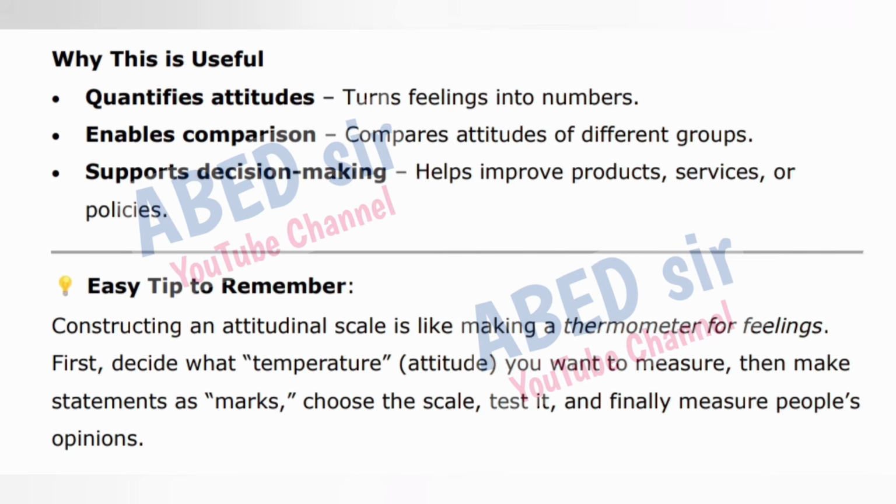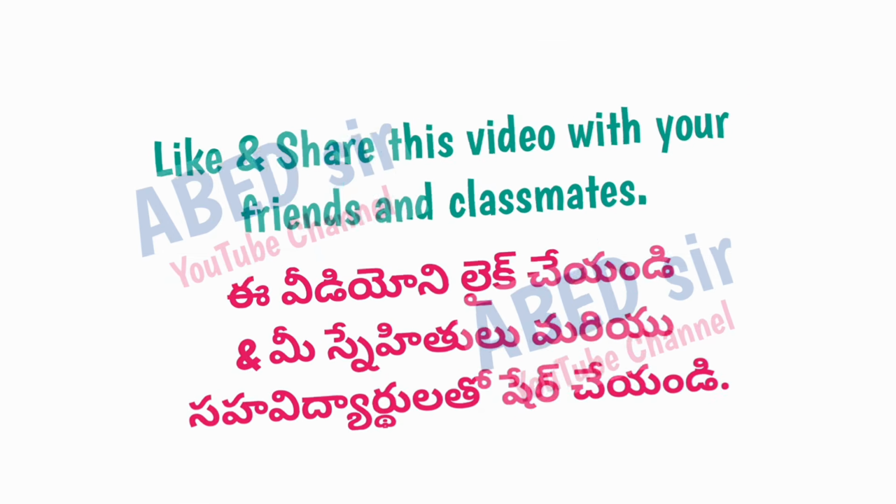Why is this useful? Quantifies attitudes, turns feelings into numbers. Enables comparison, compares attitudes of different groups. Supports decision-making, helps improve products, services, or policies. Easy tip to remember. Constructing an attitudinal scale is like making a thermometer for feelings. First, decide what attitude you want to measure, then make statements as marks, choose the scale, test it, and finally measure people's opinions.